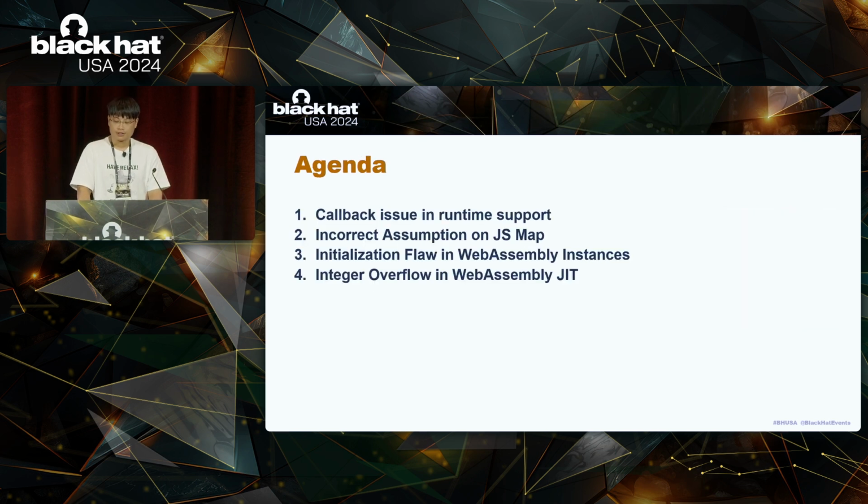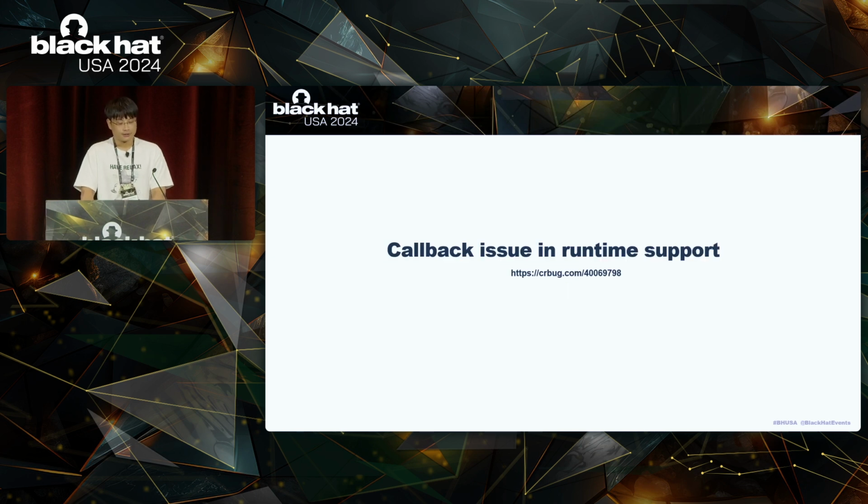This is our agenda, where we will introduce the causes and exploitation of 4 vulnerabilities. The first 2 are vulnerabilities on the Chrome side, and the last 2 are vulnerabilities on the Firefox side. OK, so the first part is a callback issue, which is hidden in the runtime support code logic and is related to a new JavaScript proposal. This vulnerability was identified by us just before it was about to be included in the release version, and was reported to Chrome, earning us a $16,000 renderer remote code execution exploit bounty.